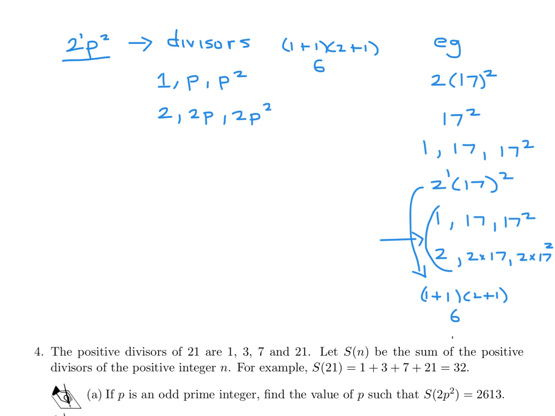Okay, now by our definition in the question, S at 2p squared is the sum of all those divisors. So it would be 1 plus p squared plus 2 plus 2p plus 2p squared.